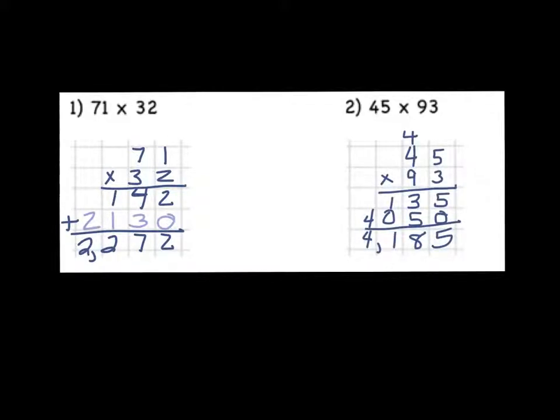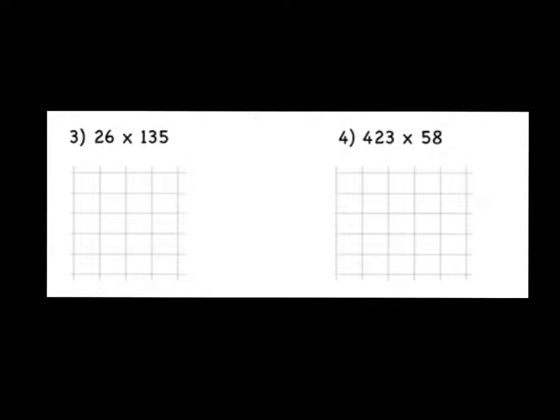Did you get an answer of 4,185? Did you line your factors up vertically? Did you remember to add your placeholder 0? If you did, good job. Let's move on. Alright, now we have 2 problems that have a 2-digit number multiplied by a 3-digit number.